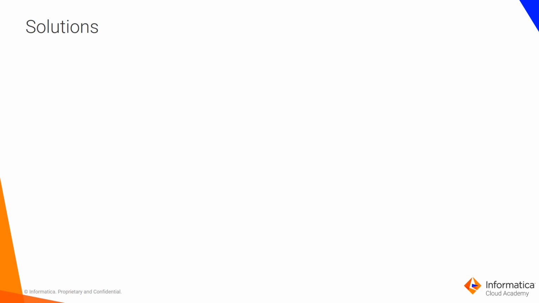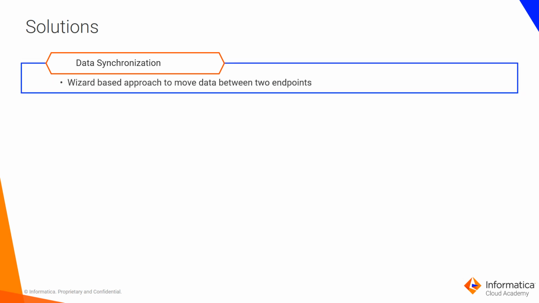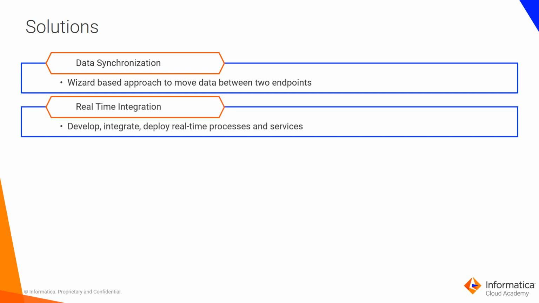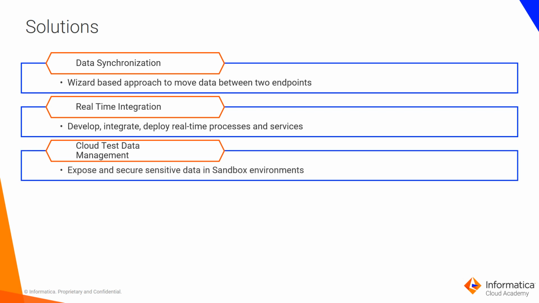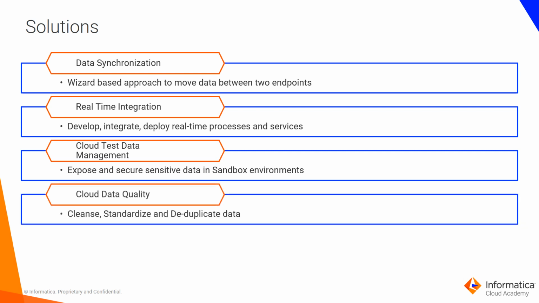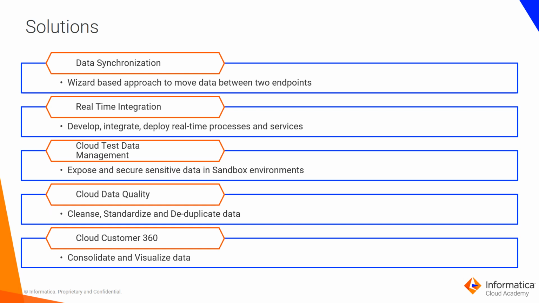Now, the solution to the problems that we just discussed is data synchronization. Here you can use a wizard-based approach to move data between two endpoints. Real-time integration helps you to develop, integrate, and deploy real-time processes and services in the cloud and on-premise. Cloud test data management: you can expose and secure sensitive data in sandbox environments with the help of this application. Cloud data quality helps in cleansing, standardization, and deduplication of data. Cloud Customer 360: this application helps you to consolidate and visualize your data.